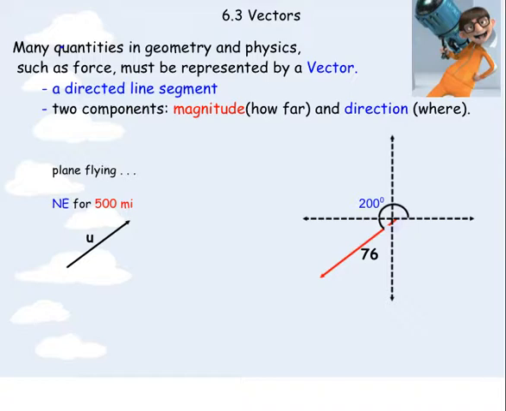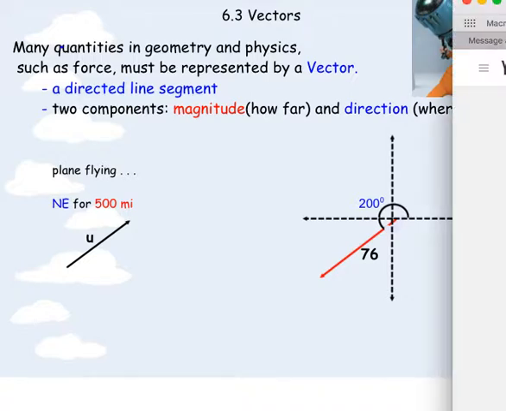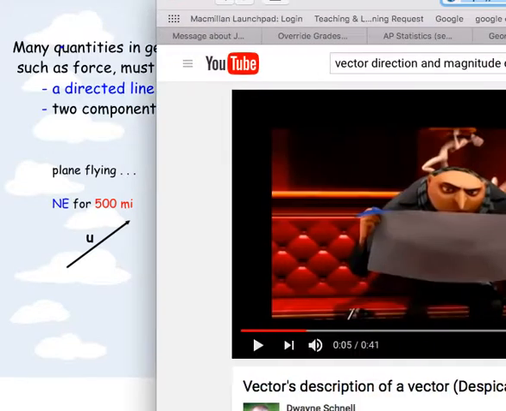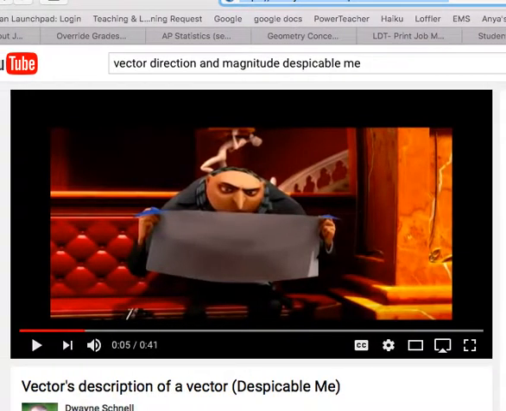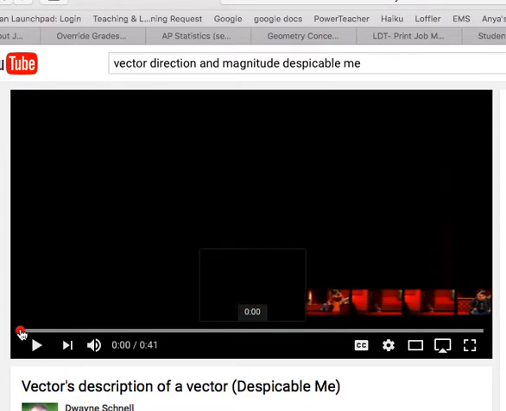We are going to learn about vectors in section 6.3. And so I thought it would be funny to start with a little clip from Despicable Me.